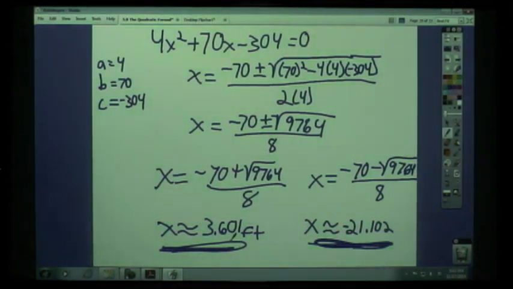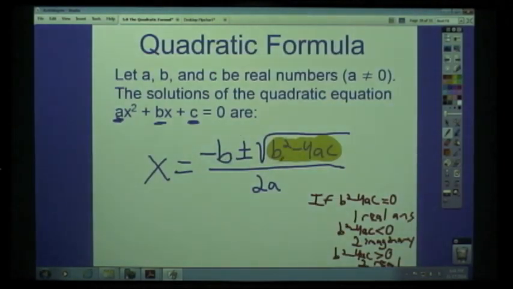Okay? All right, so that's the quadratic formula. That's how it works. You go through and you plug in the numbers for A and B and C, and you find the answer. Notice that, like I said, if the number inside the radical is positive, you're going to have 2 real answers. If it's negative, you're going to have 2 imaginary answers. And if it's 0, you're going to have 1 real answer.